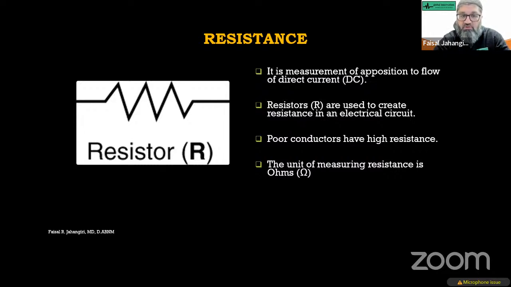If it is opposition to the direct current, it is known as resistance, and if it is opposition to alternating current, it is known as impedance. If the impedance is very, very high, that means our resistance is very high. That means that our contact of the electrode to the skin is very, very bad.